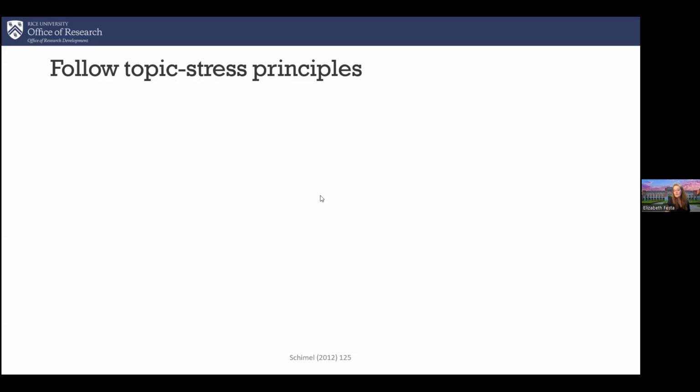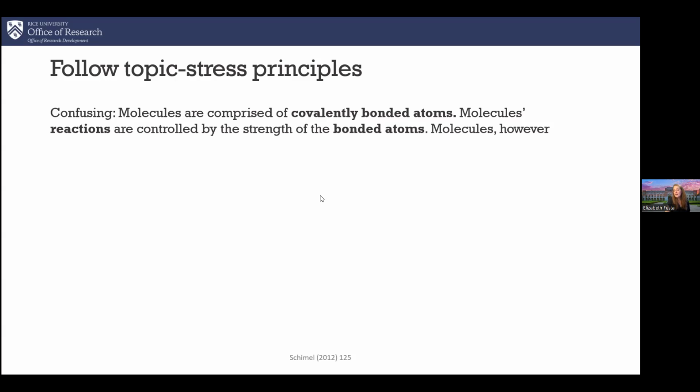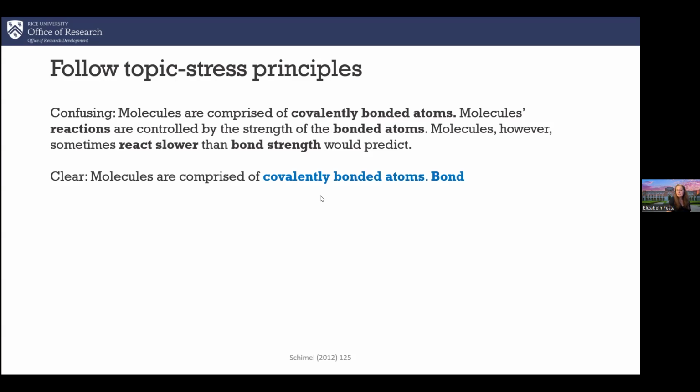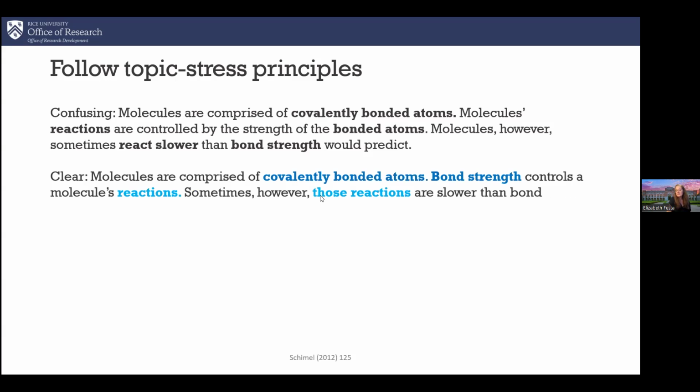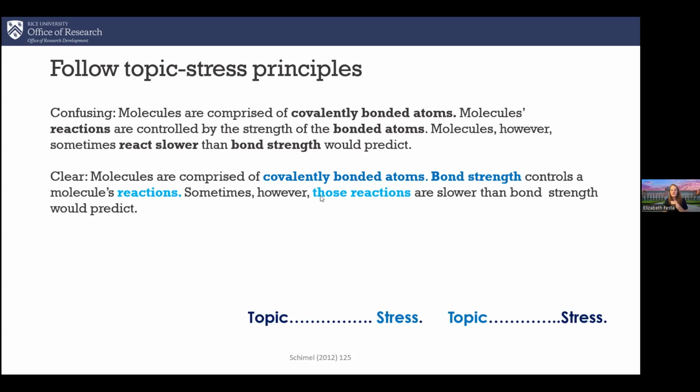I want to remind you of the importance of topic stress. Through one example, this is sometimes called concatenation, and this is one of the reasons why a paragraph might get confusing. You can see in my confusing example on the top, we don't have a linkage between topic and stress. But in this clear example, we're making a link between the topic of one sentence and the stress of the next. We're ending with covalently bonded atoms in the first sentence. We're starting with bond strength in the next. We're ending with reactions in that second sentence. We're starting with reactions in the third sentence. So you have this dovetail where each sentence leads you naturally to the next.